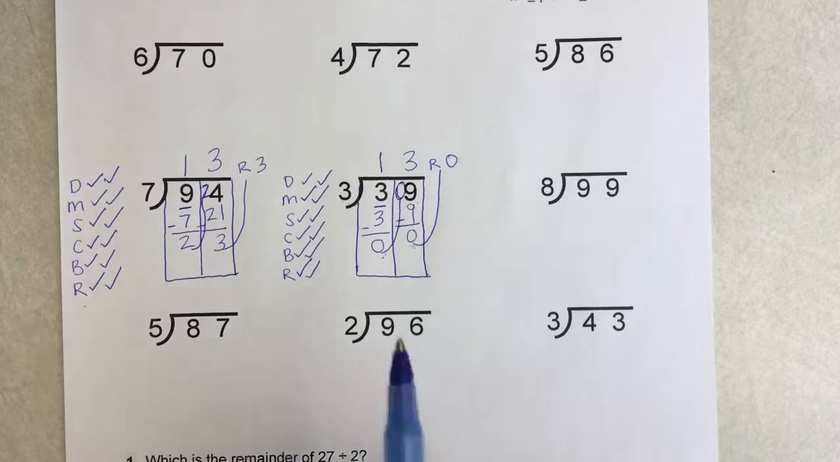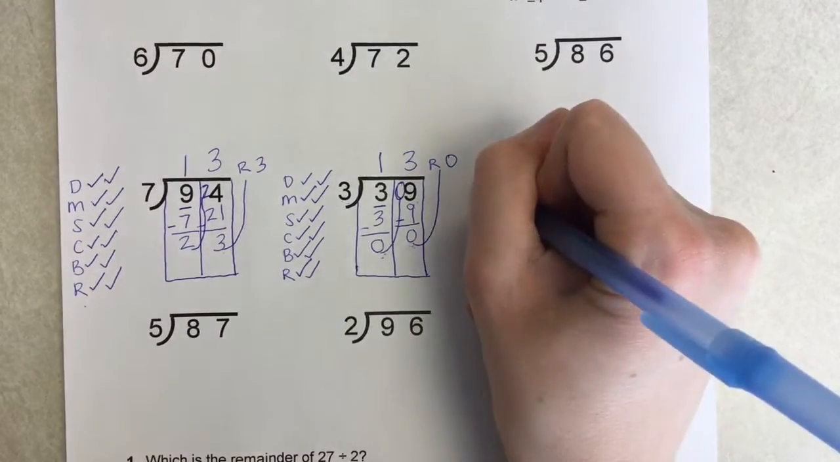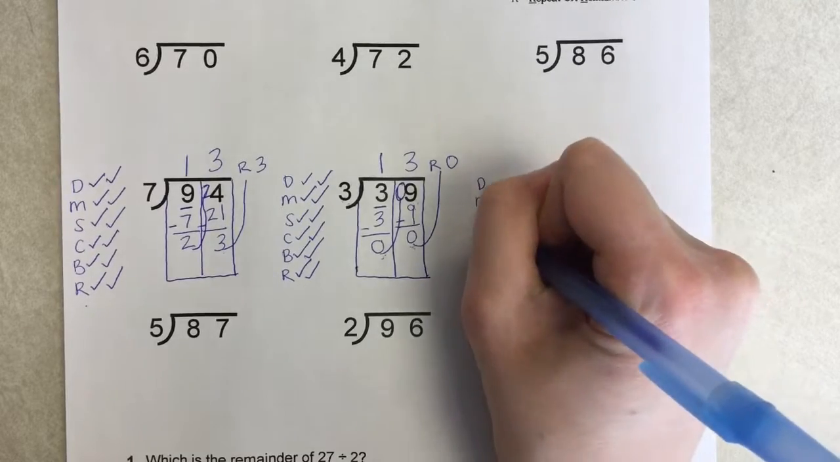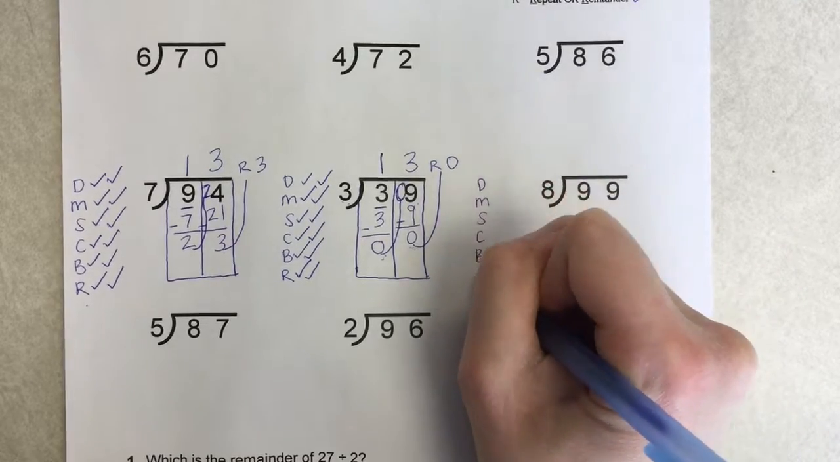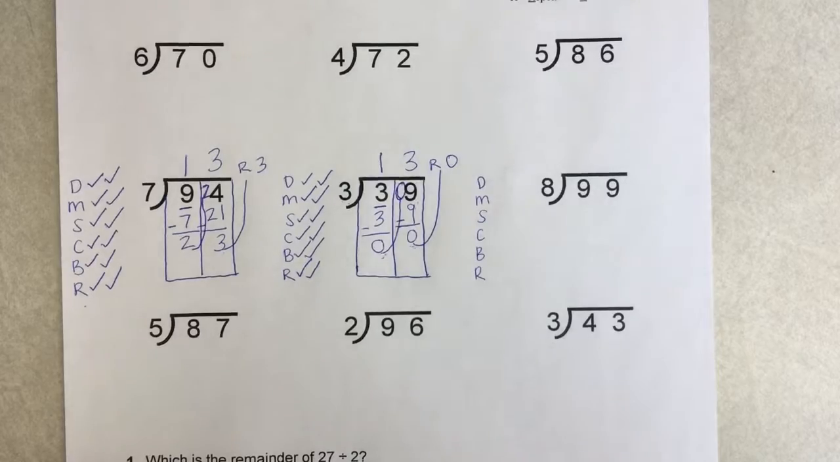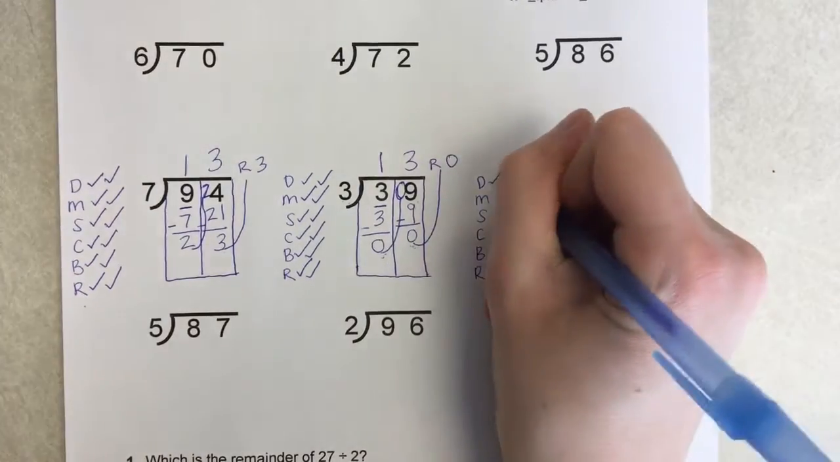Let's do one more. 99 divided by 8. Very first thing is I'm going to make my checklist. First, I need to determine.